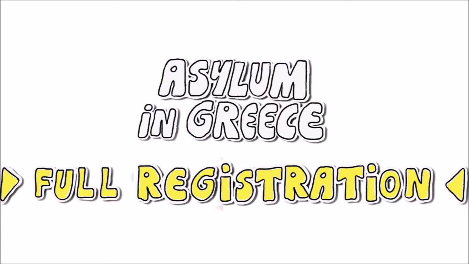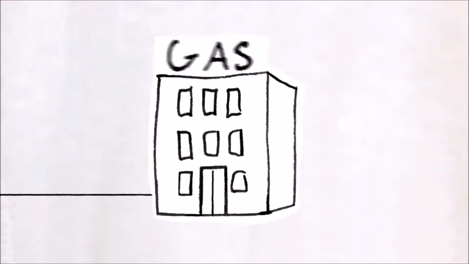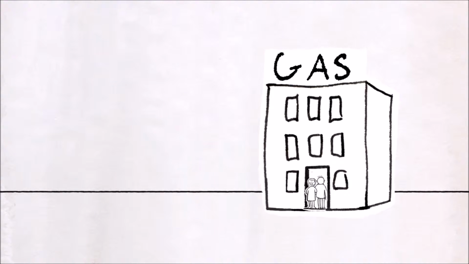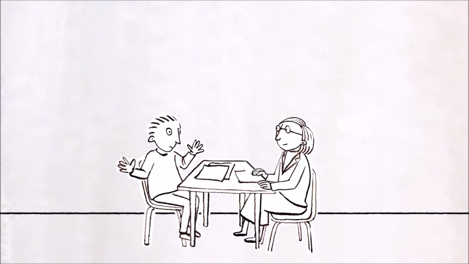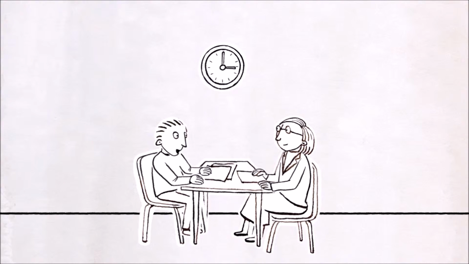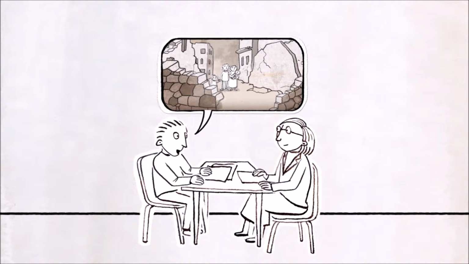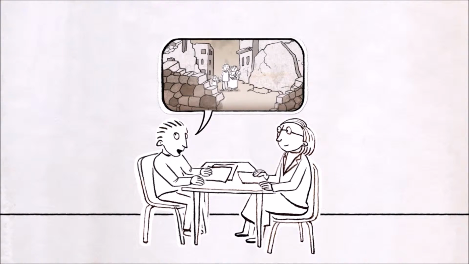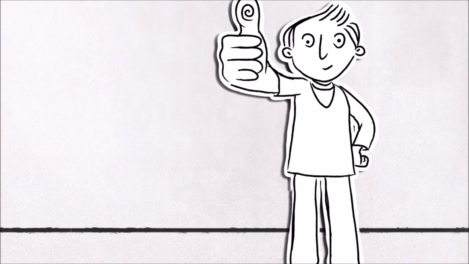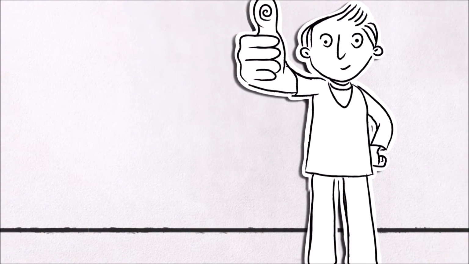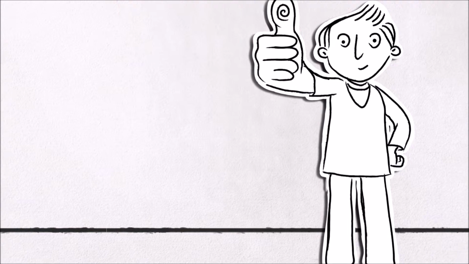Step 2. Full registration. On the Greek mainland, your full registration appointment is the next and second step to lodging your asylum claim. At your full registration appointment, you will make your formal claim for asylum. You will briefly tell a caseworker why you are asking for asylum. You will give your fingerprints, if you didn't already give them during pre-registration. Children under 14 years of age are not fingerprinted.